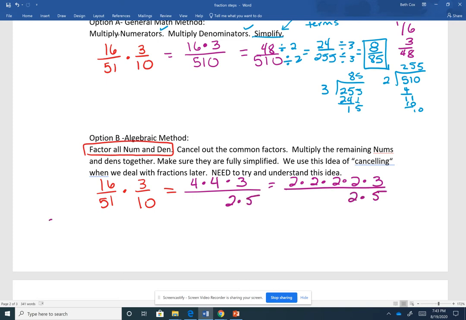But 51, I do have to think about. So I think 2 doesn't, but maybe 3. Let me try. I do have to go to scratch paper. It is happening. 3 times 17. It doesn't matter the order that you write them in.